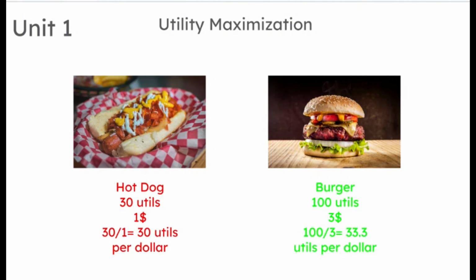So which one am I going to pick? I'm going to pick the burger. It gives me more per dollar, and I'd get more satisfaction for my money, more bang for my buck by choosing the burger. So this is the logic behind utility maximization.